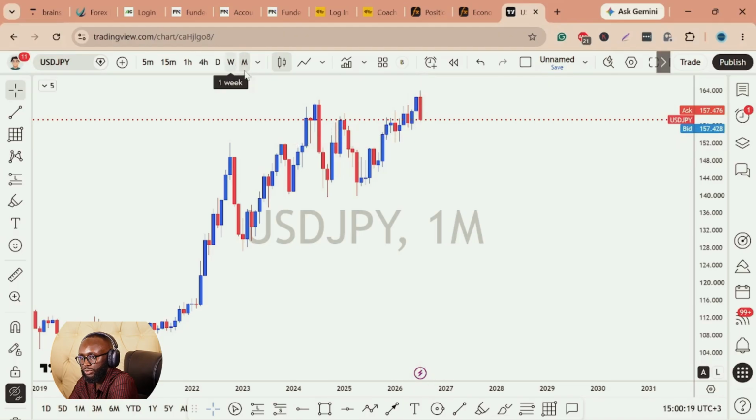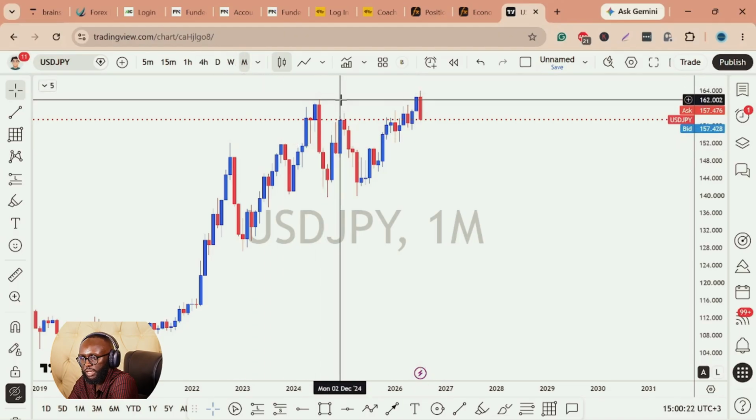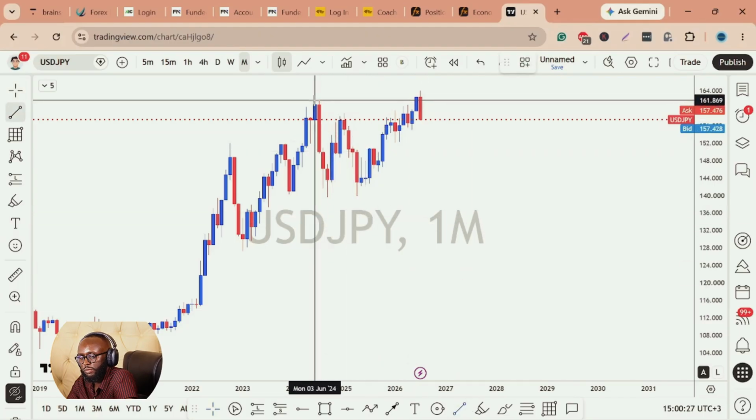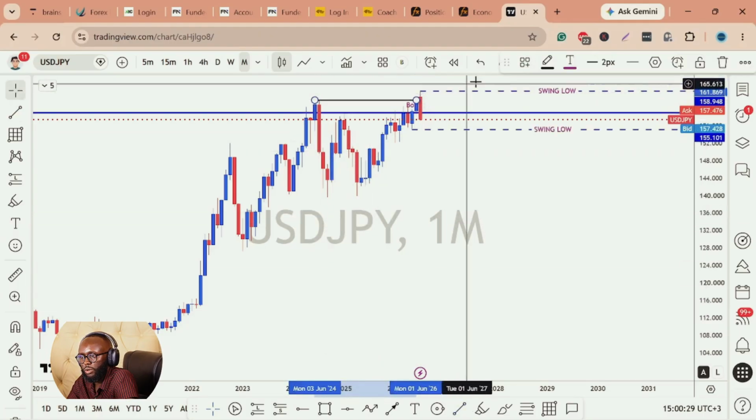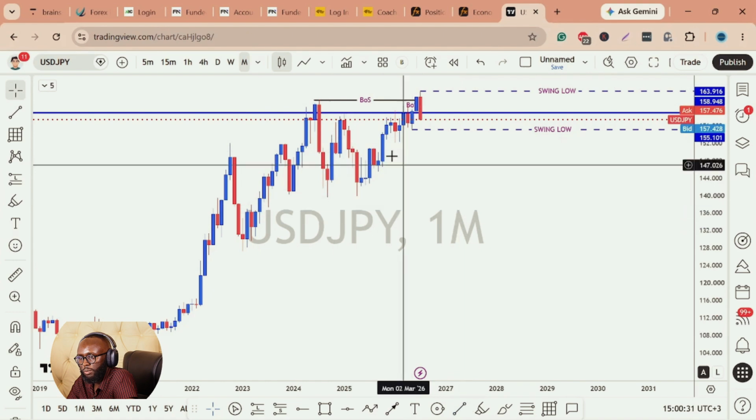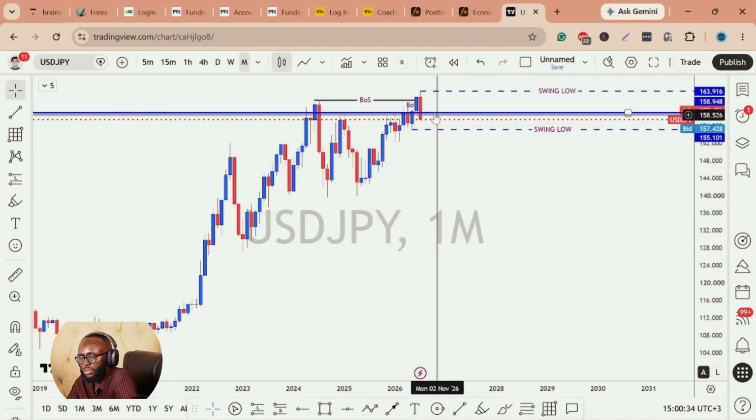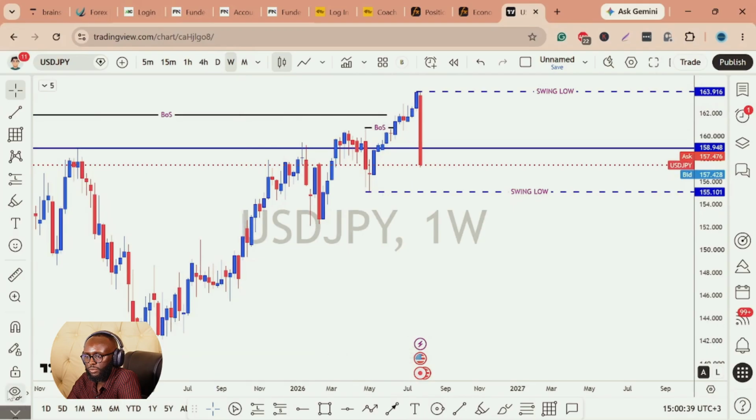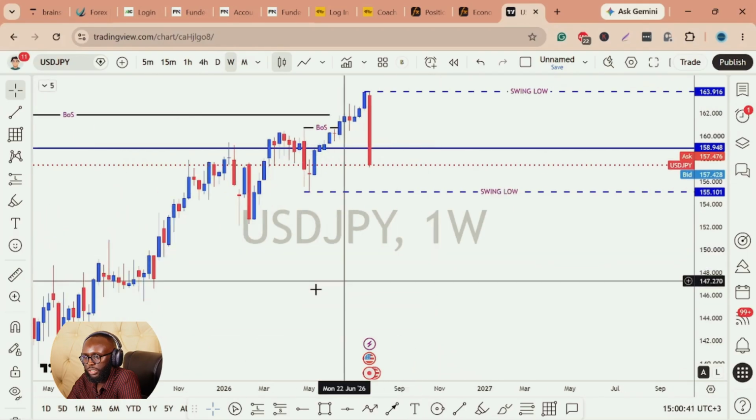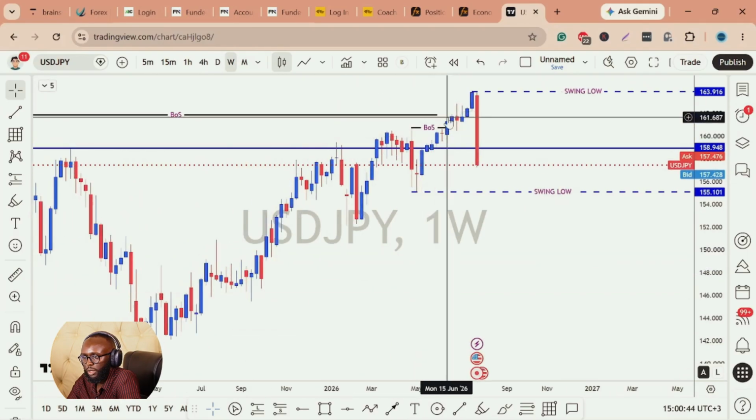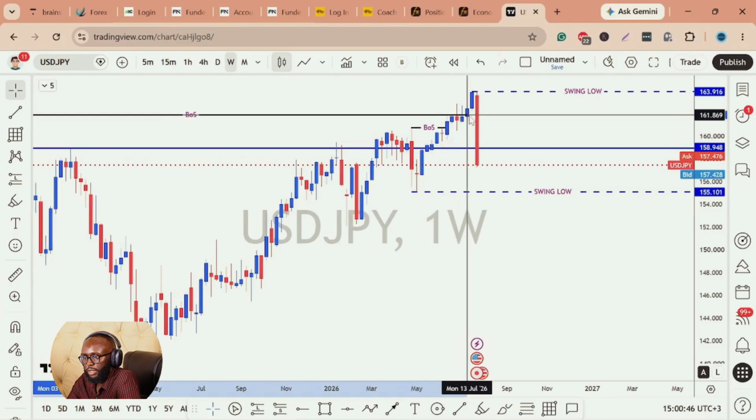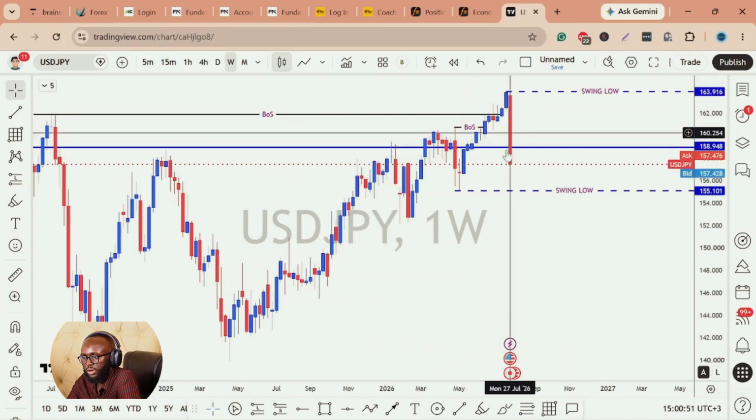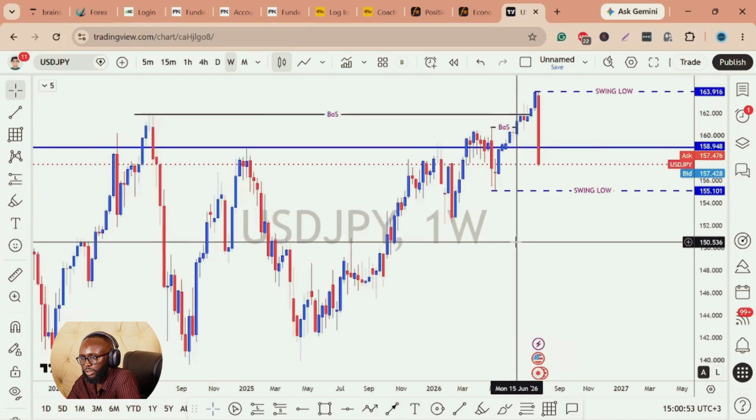Also looking at the monthly time frame again, we had a break of structure on this level here, which we cannot ignore, of course. So we need to consider that we had a very good close break of structure on USD JPY over there. Now, let's go down to the weekly time frame. From the weekly time frame, a very nice bearish engulfing candlestick going down.